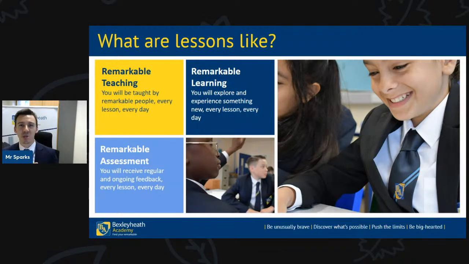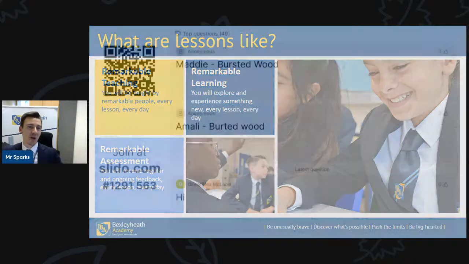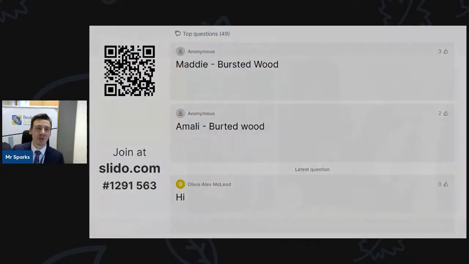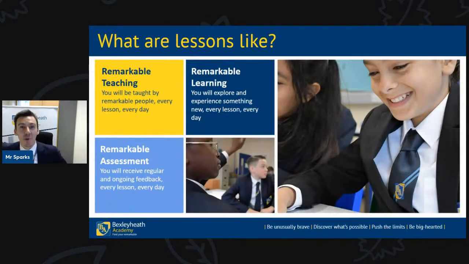Finally, I feel like for poor Miss Shallow, I've spoken too much this evening. I'm just going to summarise all of that. So I make those 3 commitments to you. One, that we'll have remarkable teaching. You'll be taught by remarkable people in every single lesson, every single day. Our students will have remarkable learning. They'll explore and experience something new in every single lesson, every single day. And we have remarkable assessment here. Parents and carers will receive regular, ongoing feedback about every lesson, every single day.